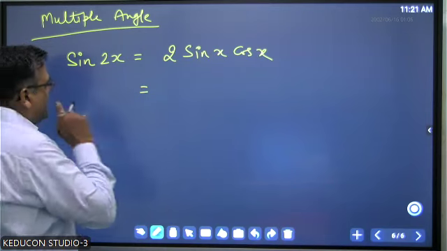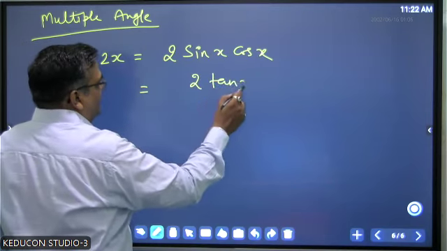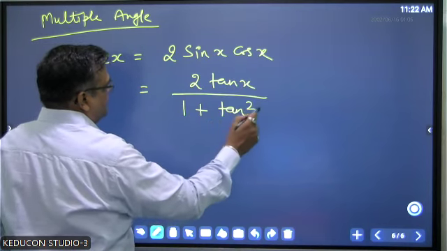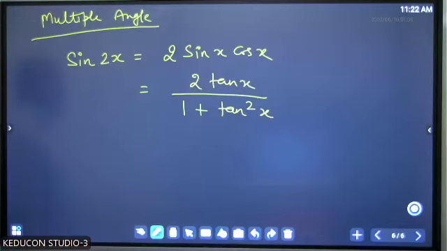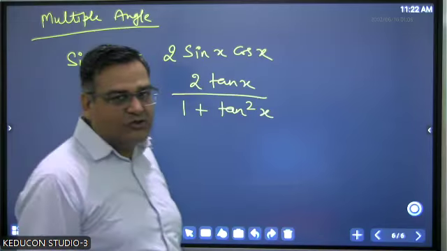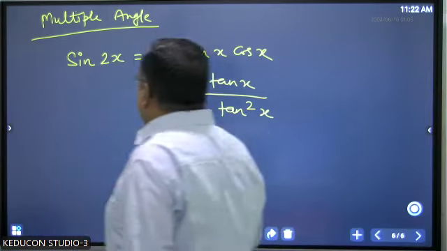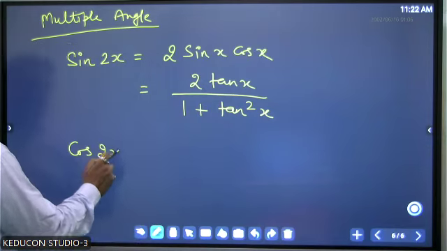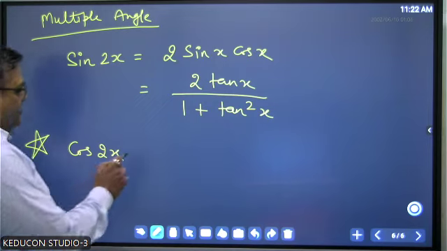Another formula is in the form of tan x: 2 tan x over 1 plus tan square x. That is the formula for sin 2x. So please note down these two formulas. Then the most important formulas of the entire trigonometry, there is no formula more important than this.